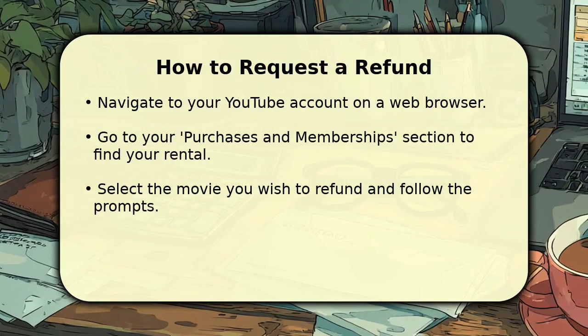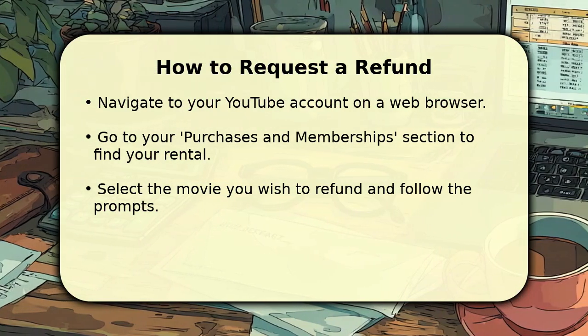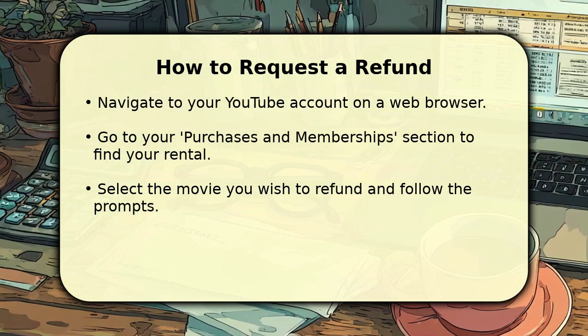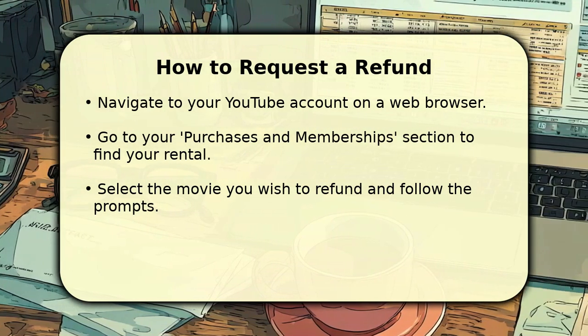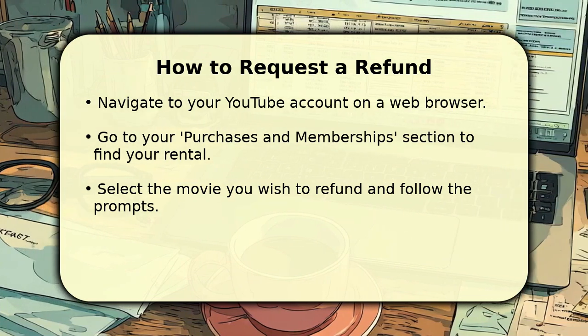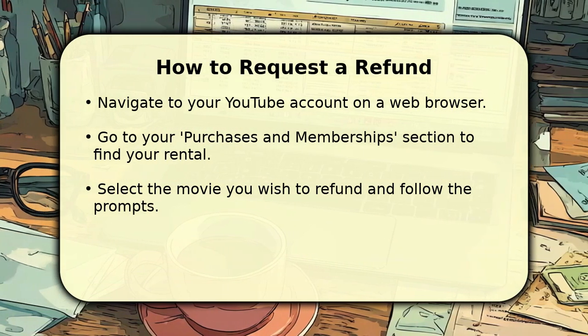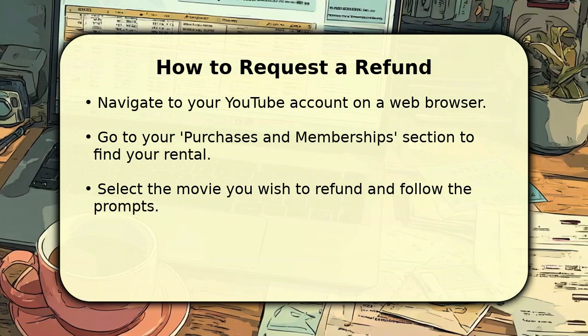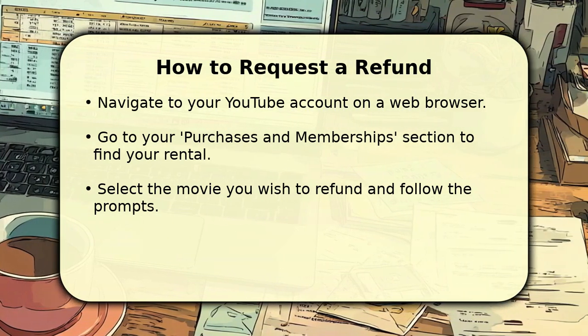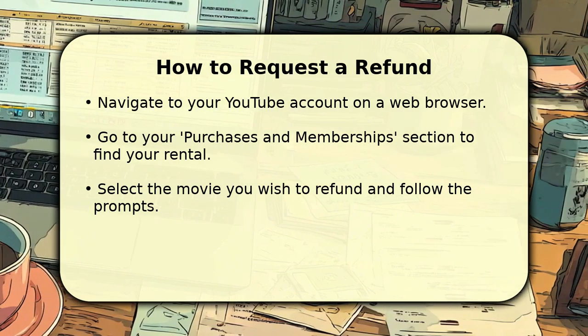To request a refund, begin by logging into your YouTube account using a web browser, as mobile apps might not support this feature directly. Once logged in, head to your Purchases and Memberships section. Locate the specific movie you wish to refund from your purchase history. Click on the item, and then you should see an option to request a refund, leading you to the next steps.